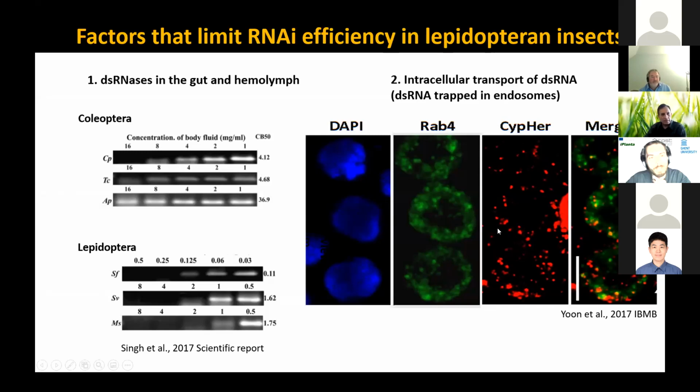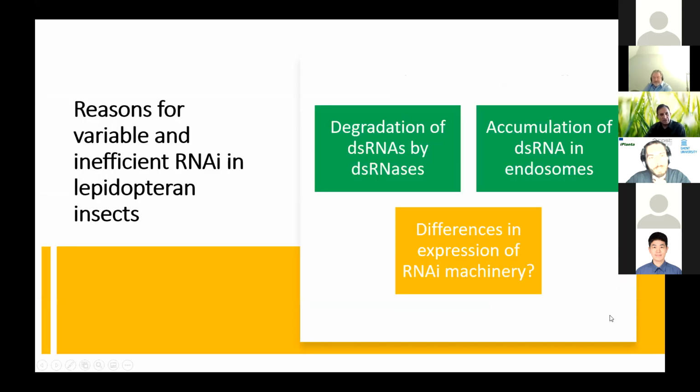The green dots are the late endosomes, and the red dots are the endosomes accumulating labeled dsRNA. And when we match them, those yellow spots are the late endosomes accumulating dsRNA. So through these studies, we showed that these two, degradation of dsRNA by dsRNases and accumulation in endosomes, significantly contribute to inefficient RNAi in Lepidopteran insects. Now, the next question we want to address is, are there any differences in the expression of RNAi machinery that contribute to this inefficient RNAi in Lepidopteran insects?